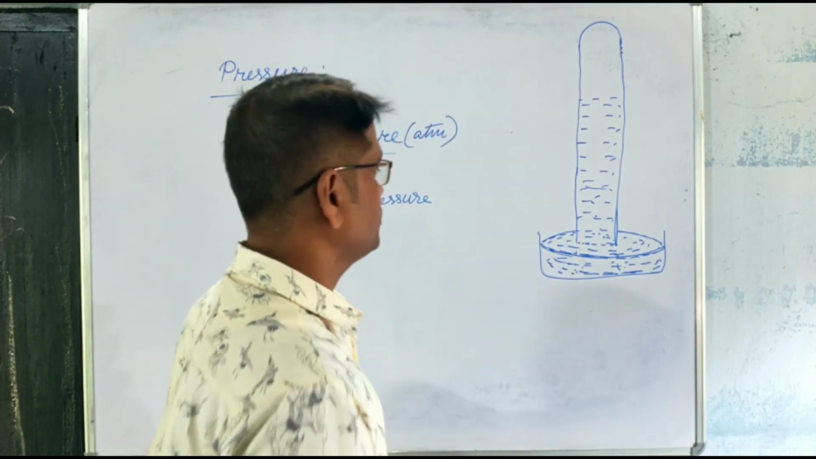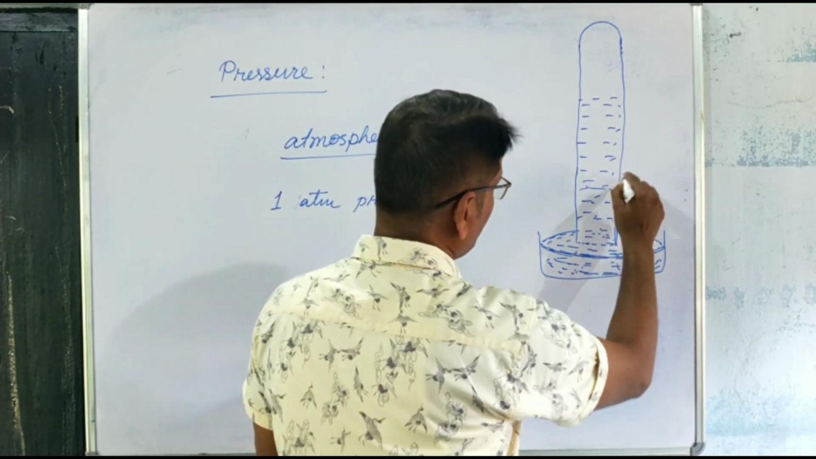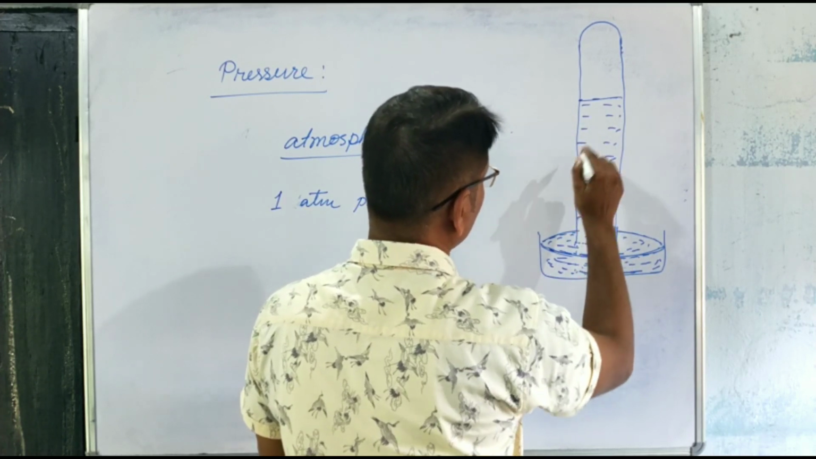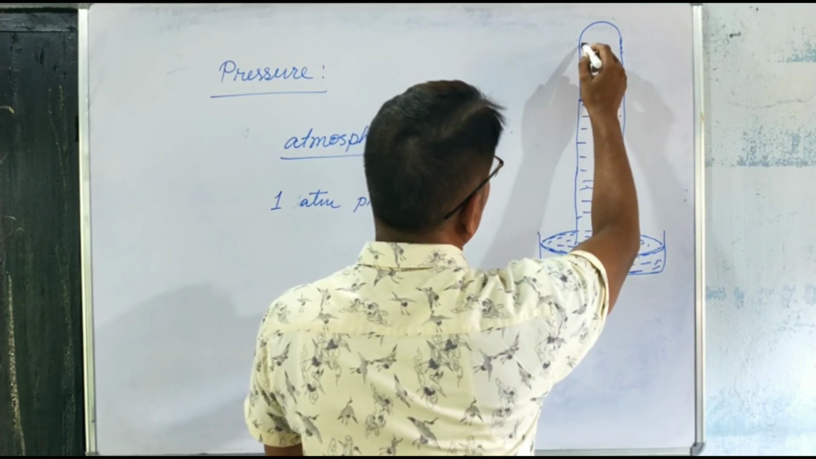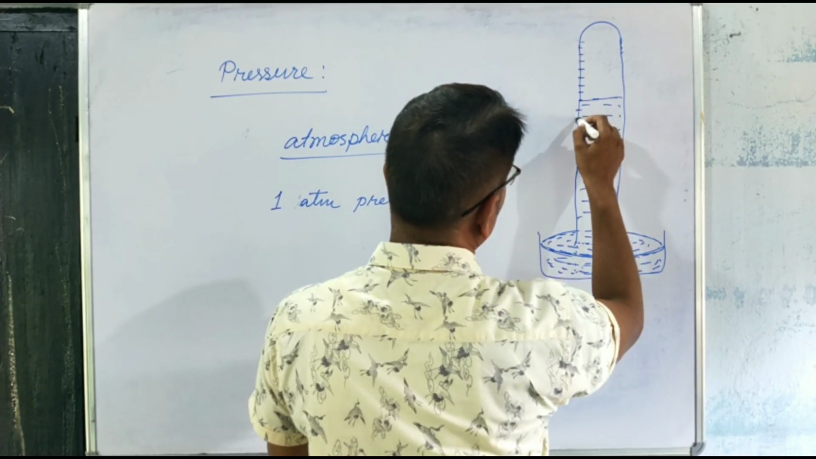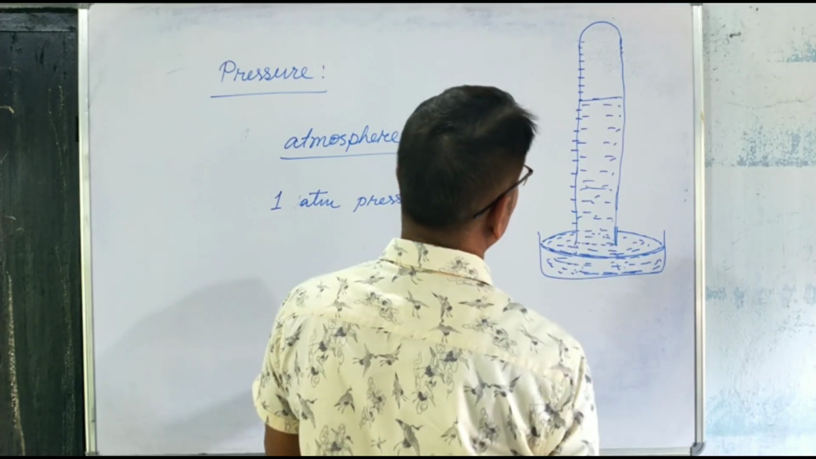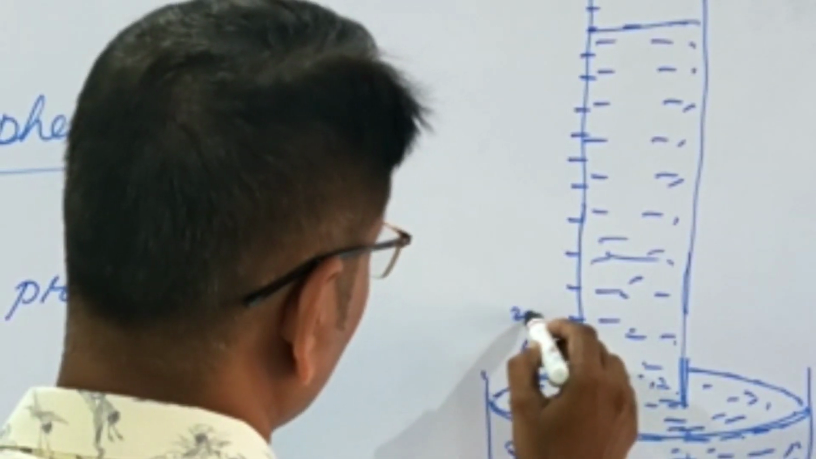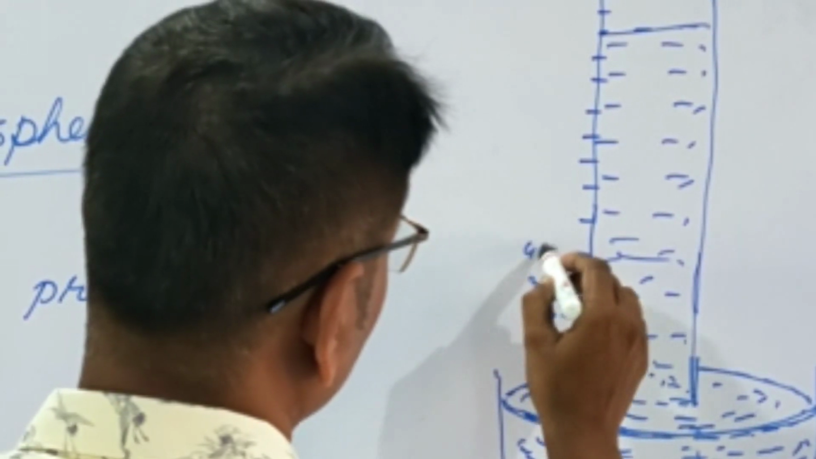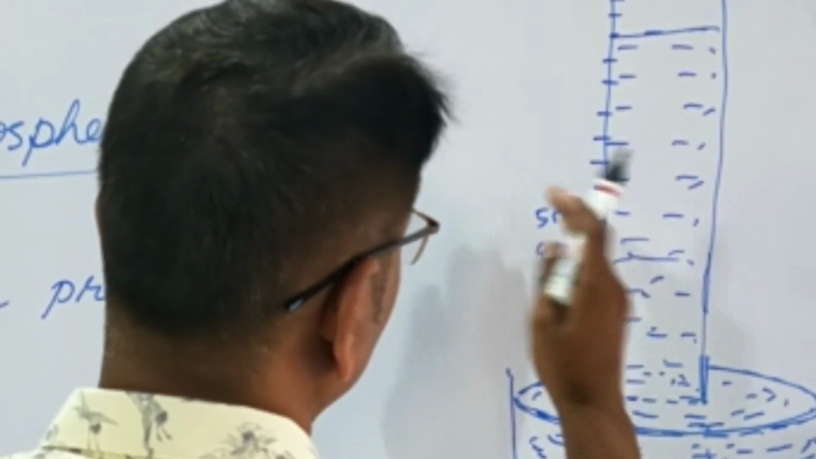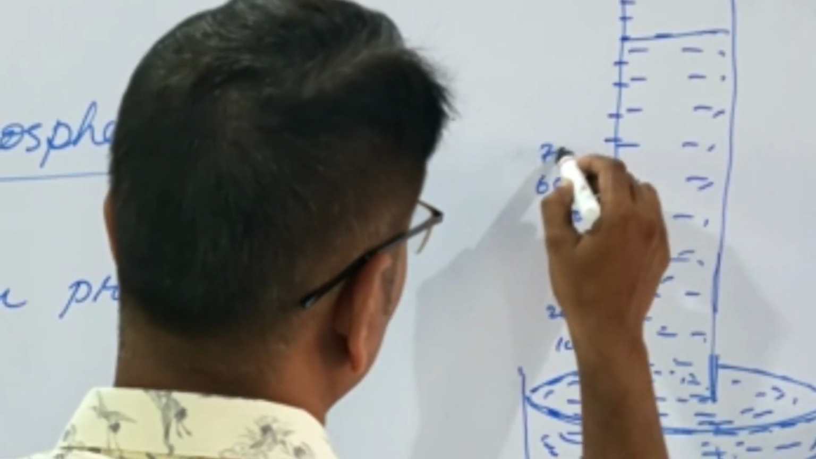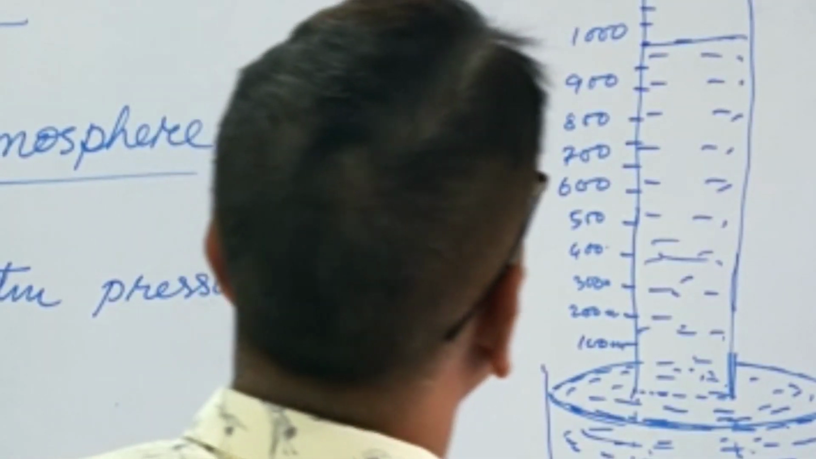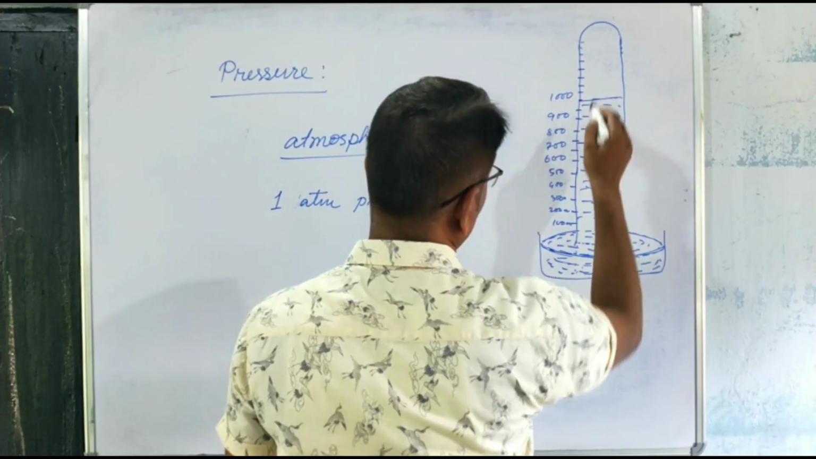Okay, the mercury column is kept inverted. So here in that glass tube or mercury column, there is a scale, scaling like this: 100 millimeter, 200 millimeter, 300 millimeter, 400, 500, 600, 700, 800, 900, 1000. The scaling is done this way.